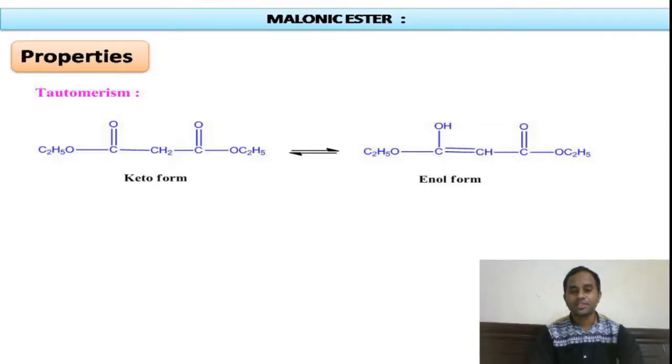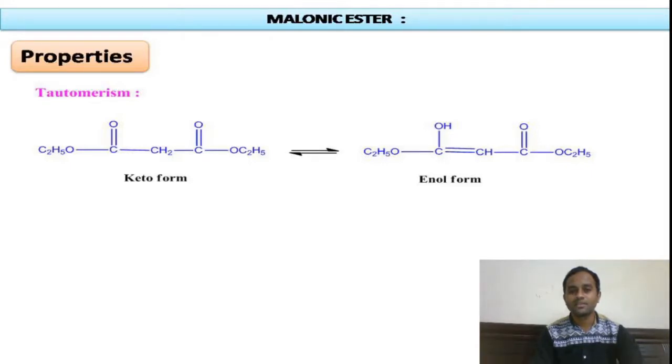It is almost insoluble in water and more soluble in ether, alcohol, and other organic solvents. And this malonic ester exists in two tautomeric forms. You can see in the slide, our malonic ester exhibits tautomerism. On the left side it is the keto form, on the right side it is the enolic form.